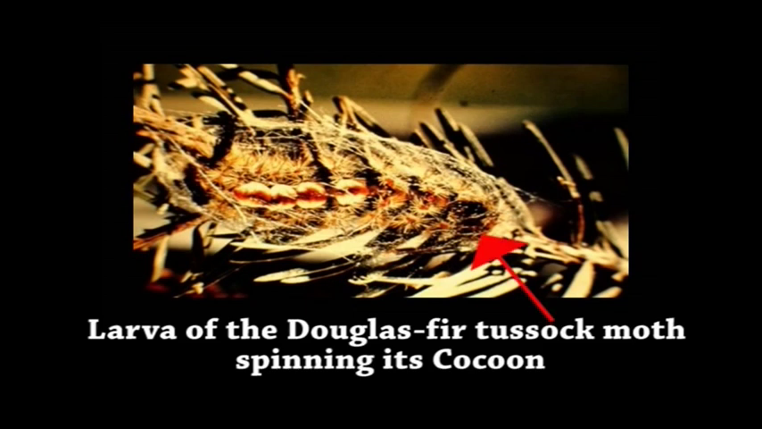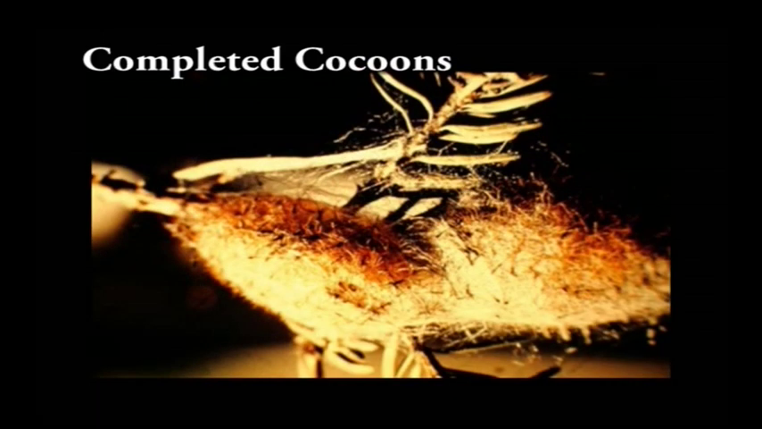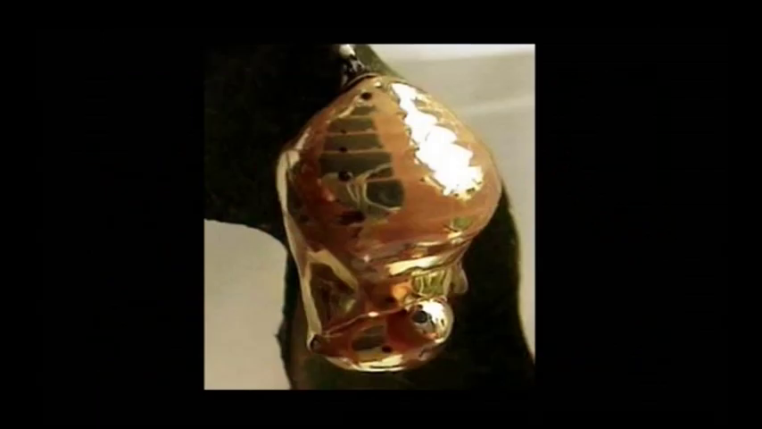Picture showing the last instar larva of the Douglas fir tussock moth spinning its cocoon. Photo showing the completed cocoons. Just prior to the emergence of the adult, the pupa usually darkens markedly in color. After emergence, there is usually a resting period while the still soft tissues harden.